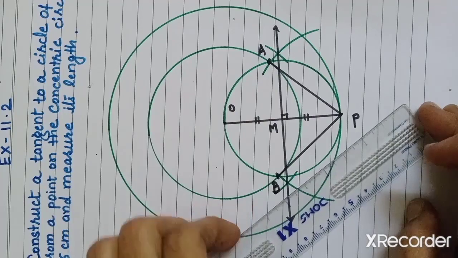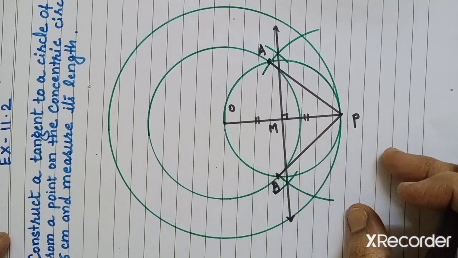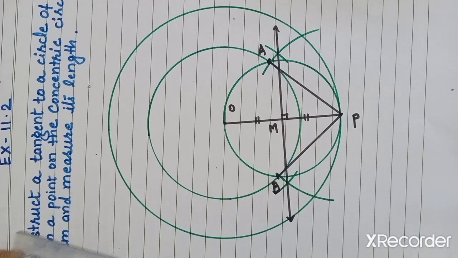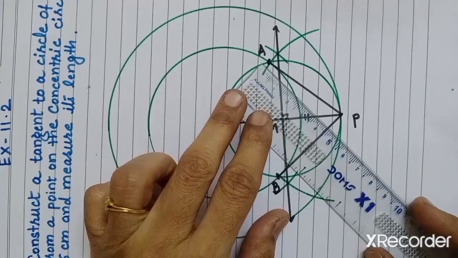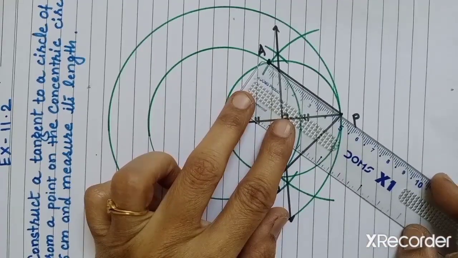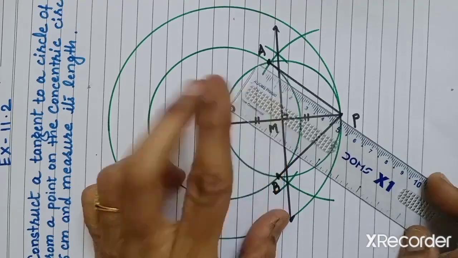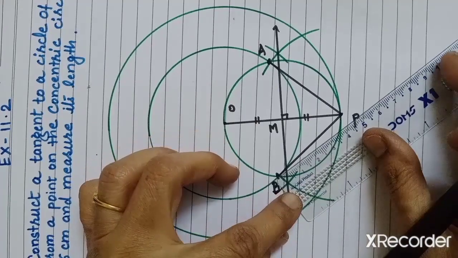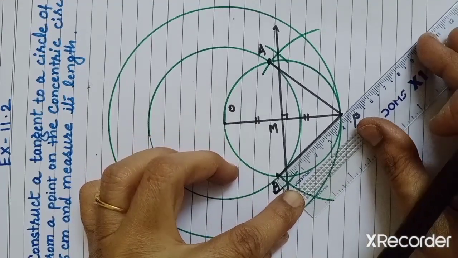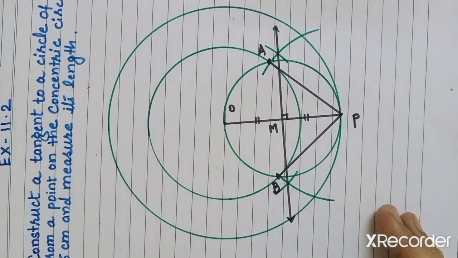We have to measure this length. Okay, the question is to measure its length. So with the help of a scale, let us measure its length. So it's coming something like 4.6. Here also it's coming 4.6, right? So both the tangents are equal.